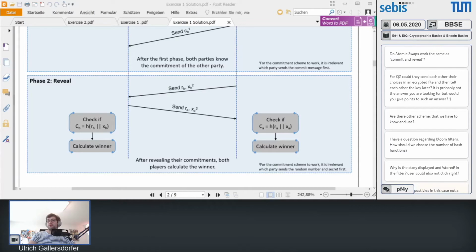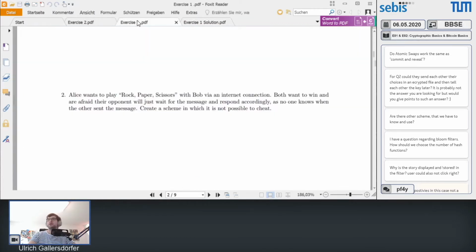And also a question from a more advanced user: do atomic swaps work the same as commit and reveal? So they use some scheme like commit and reveal. A lot of these advanced technologies, like the Lightning Network, atomic swaps, or cross-chain swaps, often use something like that. So that's actually the case. But these are advanced protocols we do not introduce in this lecture. Okay, let's continue to the next exercise.